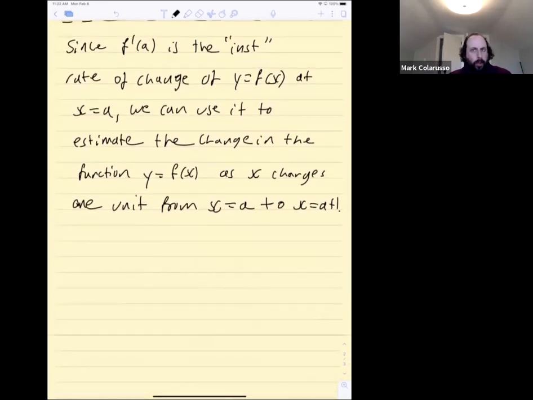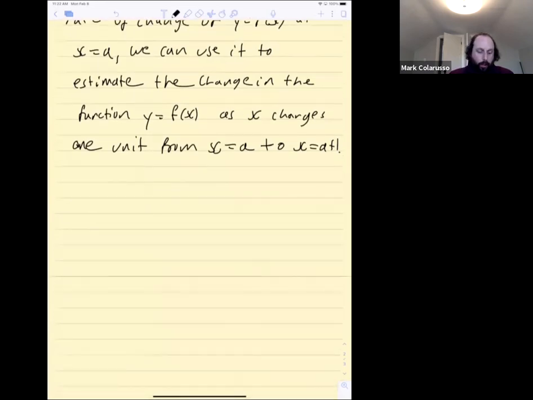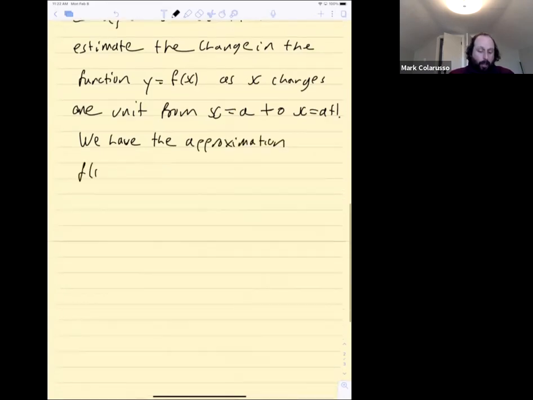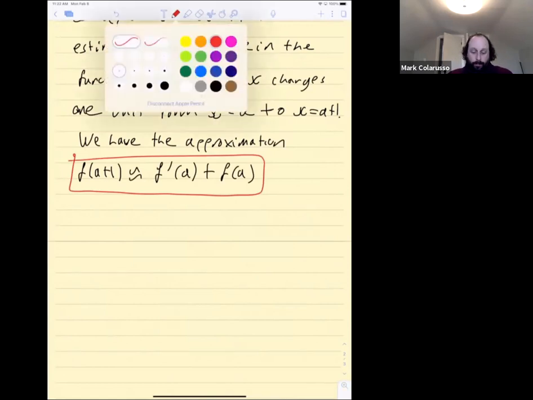Now, you'll see why you want to do this in economics in a moment. So what I'm saying is we can do the following. We have the approximation: f(a plus 1) is approximately equal to, with those little squiggly equals, f prime at a plus f at a. All right, now let me put this in a box and explain why this makes sense. We'll call this star.